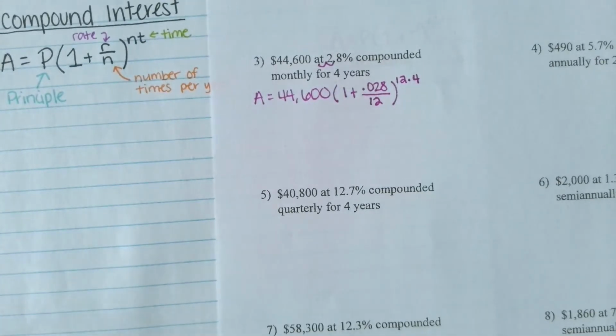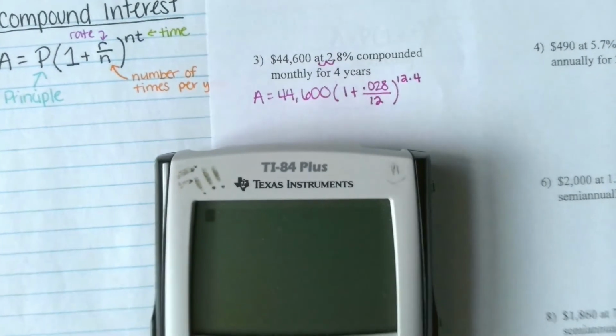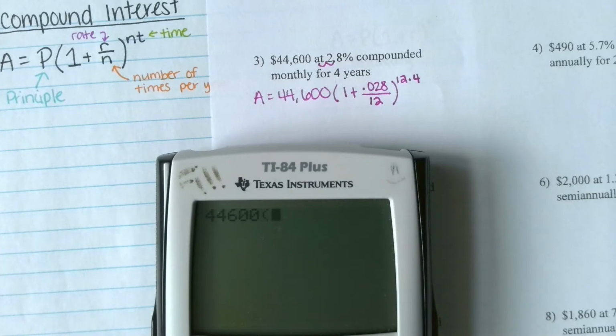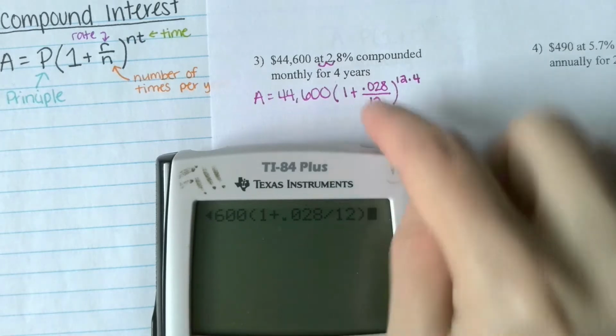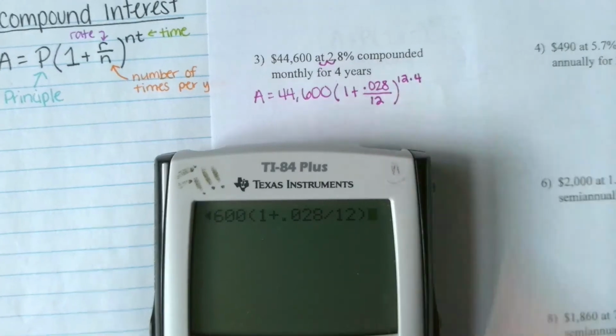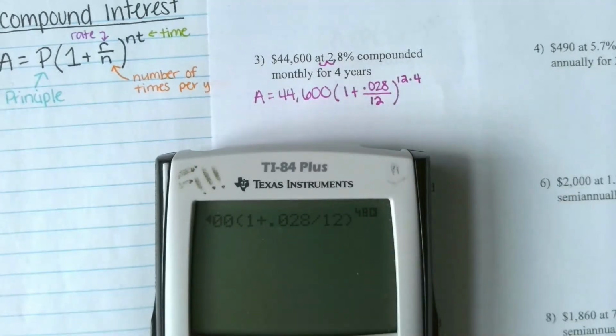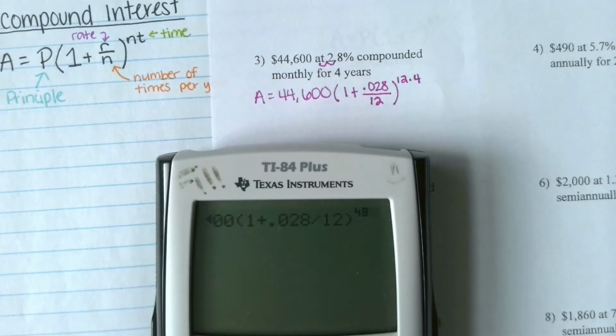So then we're going to grab our calculator, and we're going to put this in almost exactly the same way that we see it, but with one exception that I'm going to show you. 44,600 parentheses 1 plus 0.028 divided by 12 close parentheses, and you can put that whole fraction in just like that. But instead of putting 12 times 4 in my exponent, I want you to multiply that in your head and put 48. If you put 12 times 4 in your calculator, it's going to calculate it incorrectly.